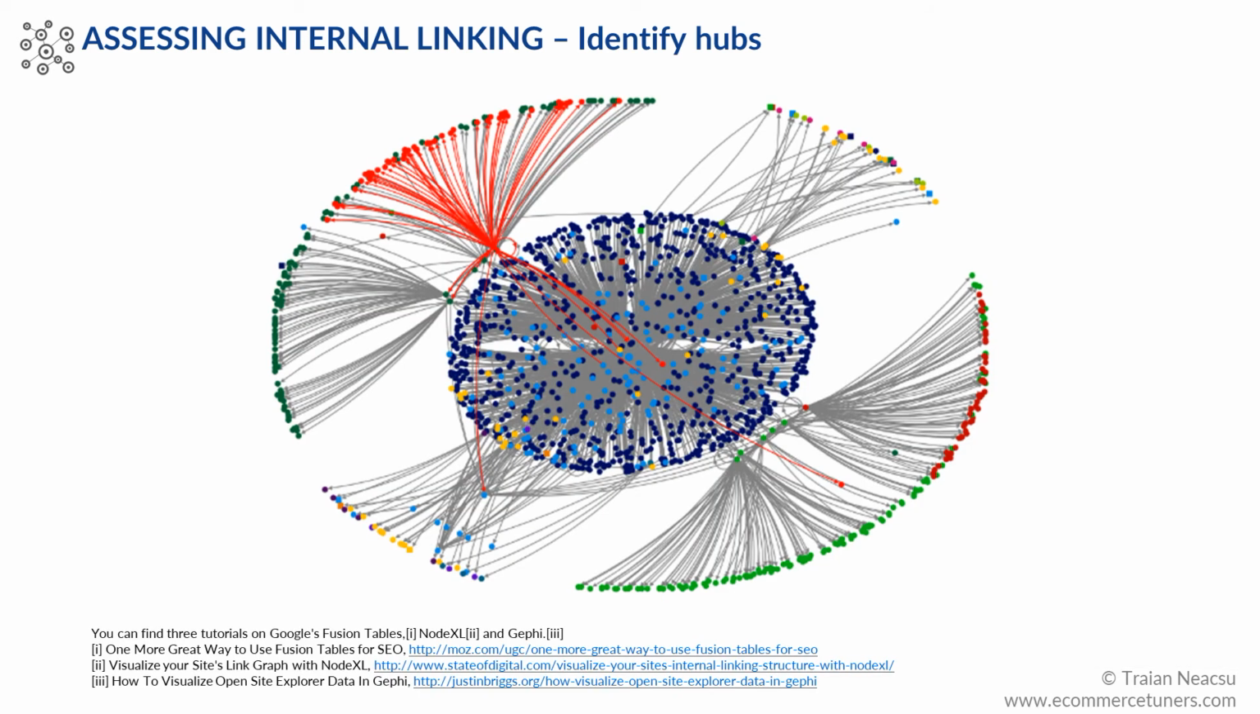If you want to look at a fancy visualization of your hub pages, use the export function of the IIS SEO toolkit to generate the list of all URLs. Then import that file into a data visualization tool. This image is a visualization example generated with Gephi. You can find tutorials on how to generate link graphs using Google's Fusion Tables, NodeXL, or Gephi at the bottom of the slide.